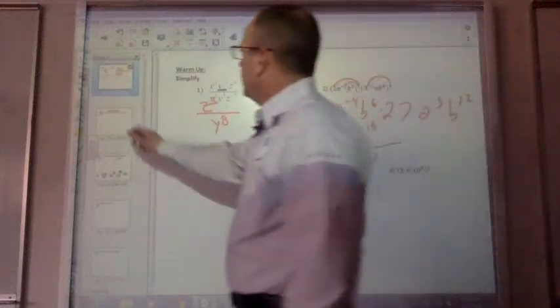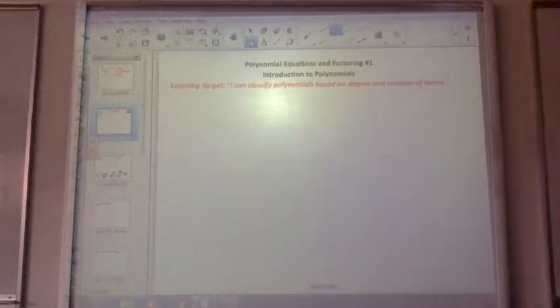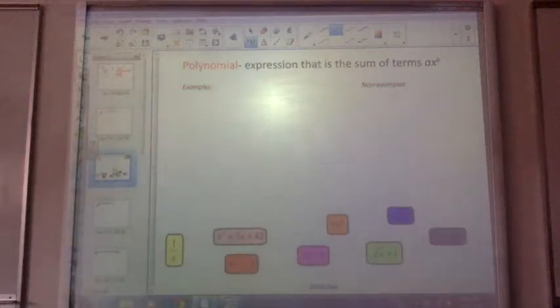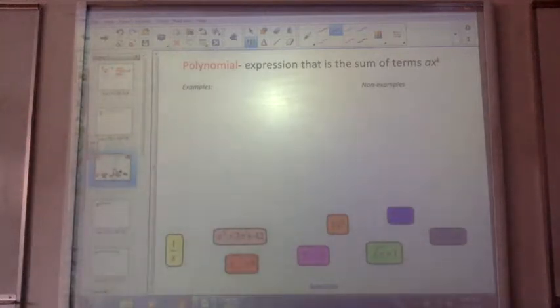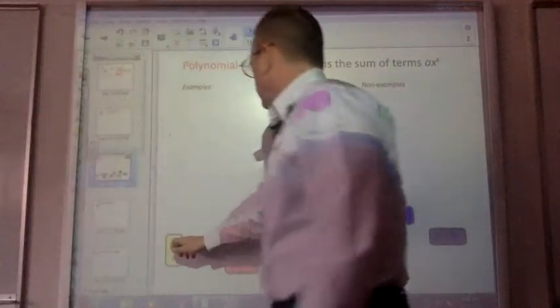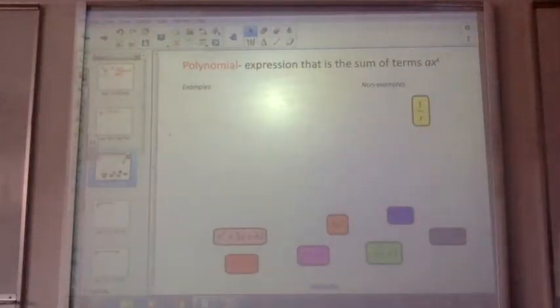All right, bless you. Let's move to the next slide. Okay. Classify polynomials based on degree and number of terms. This is where we're going to call it a monomial, binomial, trinomial, quad, keeps going and going, okay? So an expression of a sum that is ax to the k. So a number with an x, and it's raised to an exponent. So here's some examples. This is not an example. Why is that? Well, it's 1 over x.